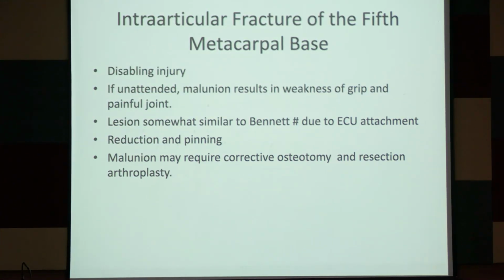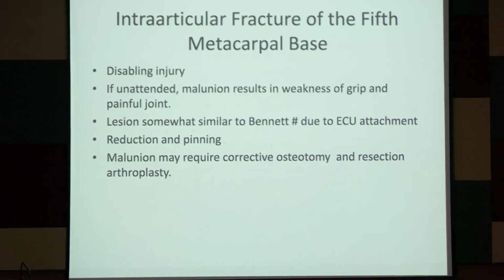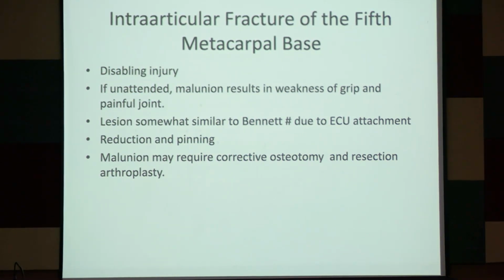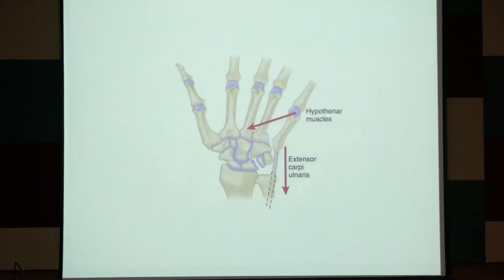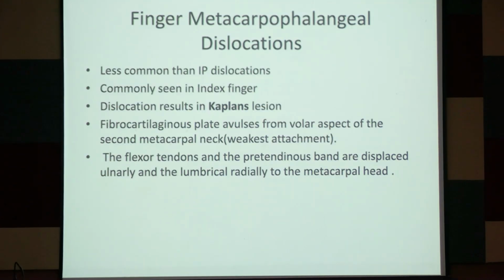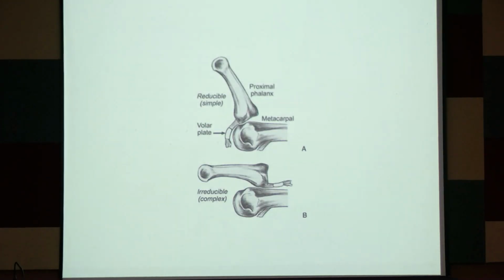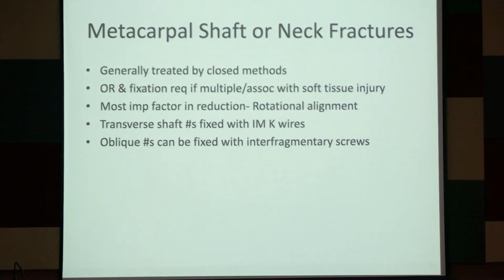This is the base of the fifth metacarpal fracture. This is the fifth metacarpal, and the base of this gets fractured. It is a disabling injury and malunion may require a corrective osteotomy later. So this is the injury. This is the fifth metacarpal. This is the first metacarpal that we were talking about. Second, third, fourth, fifth. And this is the dislocation that occurs. We'll just rush through this. No need to remember all this.